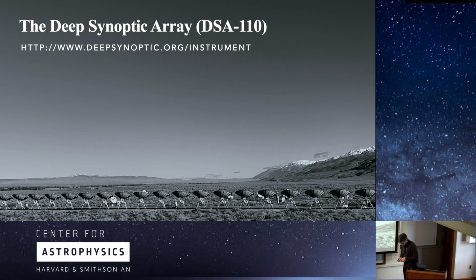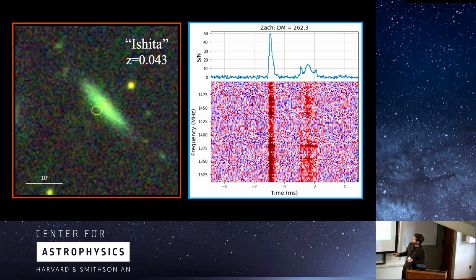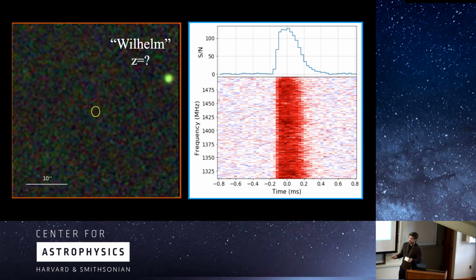Okay, so with the Deep Synoptic Array, or the DSA-110, we now have the largest sample of localized FRBs. And again, localized kind of means arcsecond precision. You follow it up, find a host galaxy, get its redshift. Some are quite nearby, some are farther away. Some are hostless until we observe them for like 5 hours with MOSFIRE.